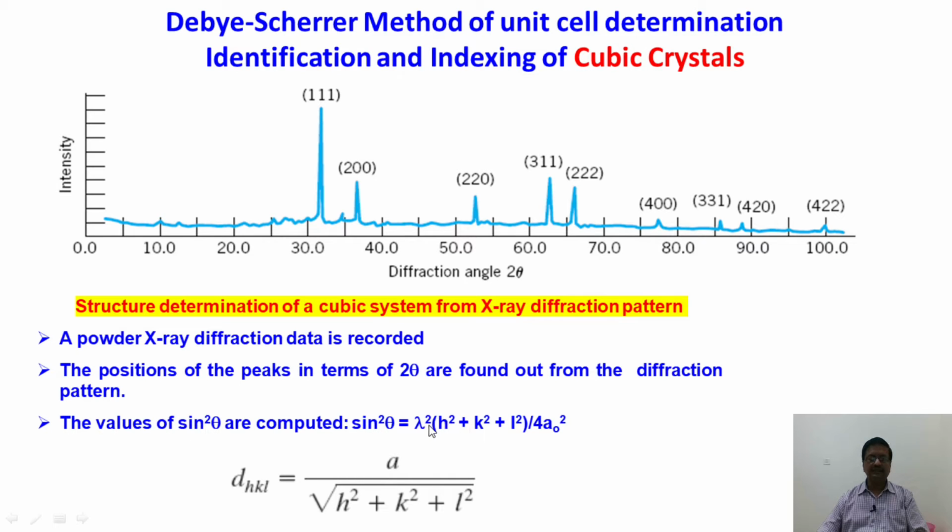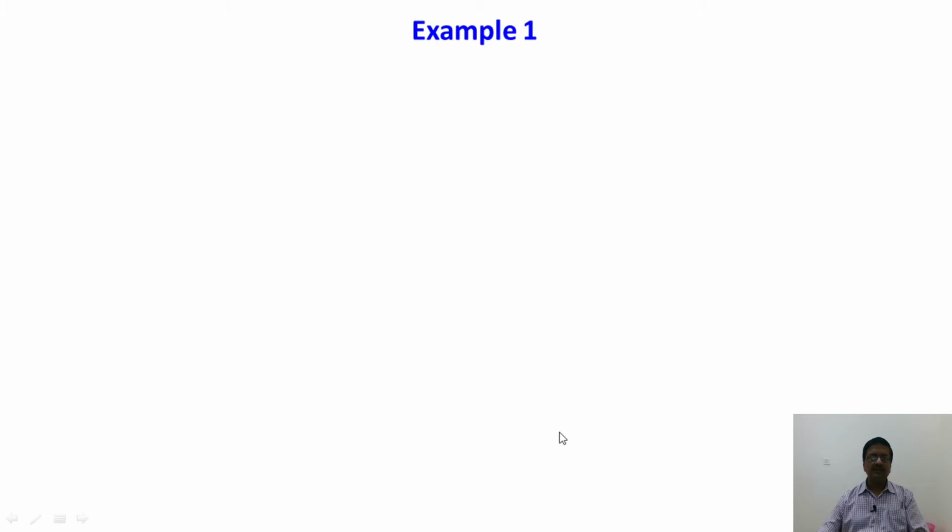That particular expression, which comes directly from Bragg's law, can be modified to this equation: sin square theta equal to lambda square into h square plus k square plus l square by 4a square for a cubic system. Using this equation, one can find out the value of a and HKL very easily. Let us see this with one example.